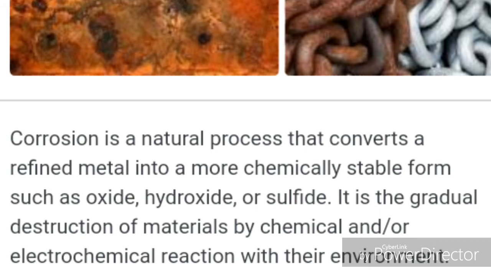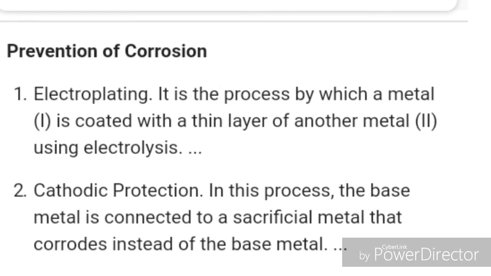Now let us see the different preventive measures to avoid corrosion. The first one is electroplating. Electroplating is the process by which a metal is coated with a thin layer of another metal using electrolysis.